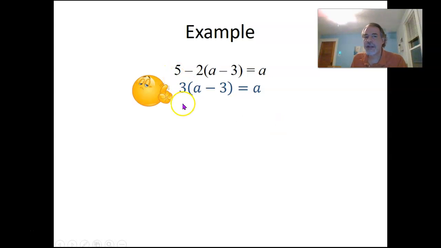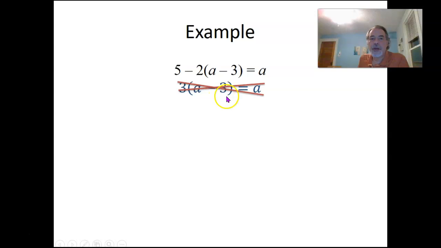The 5 isn't. And we are not allowed to subtract before we take care of this multiplication. Multiplication comes before subtraction in the order of operations. So this is not what we want to do. This is not legal. What we do want to do is use the distributive property to multiply this out and get those parentheses out of the way.